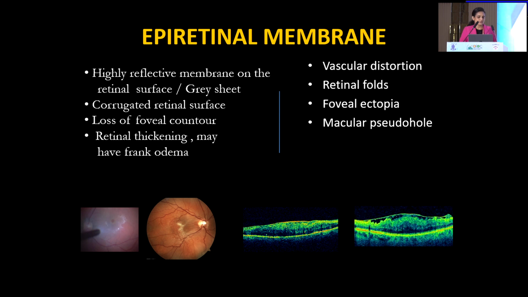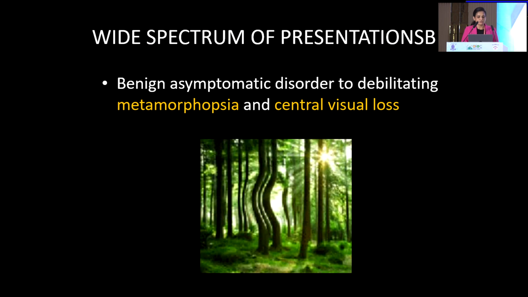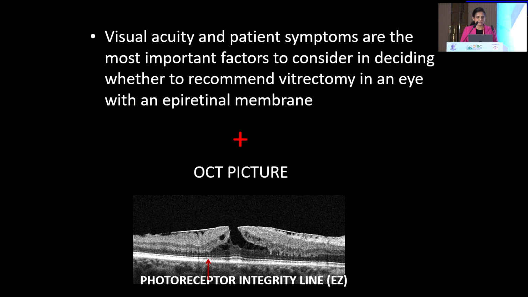The retina gets a corrugated appearance, there is loss of the foveal contour. The retina may be thickened, there may even be frank edema. You see vascular distortion, retinal folds. In severe cases, there could be foveal ectopia and even a macular pseudohole. So epiretinal membrane can have a wide spectrum of presentation. It can just be a benign asymptomatic condition to debilitating metamorphopsia and central visual loss.